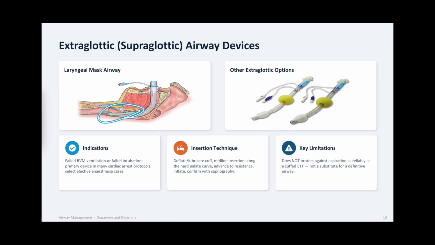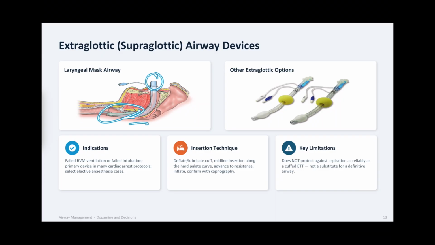Once you feel the resistance, inflate the cuff if it is required, and confirm ventilation using waveform capnography. Although these devices ventilate extremely well, remember one limitation: these are not definitive airways. They do not protect against aspiration as effectively as a cuffed ET tube. Therefore, whenever it is possible, they should be viewed as a bridge, not as a final destination. During difficult or failed intubation, sometimes the smartest decision is using a supraglottic airway that restores oxygenation, and you get time to regroup and make a safer plan as well.